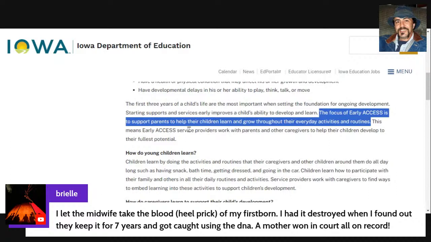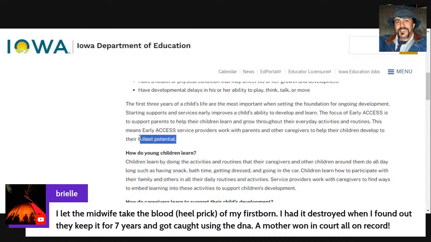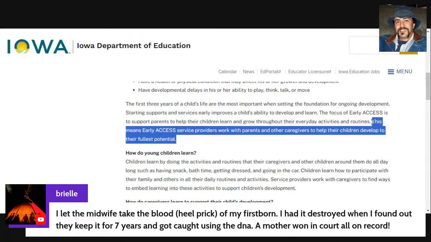This means early access service providers work with parents and other caregivers to help their children develop to their fullest potential. Again, I disagree. I believe by allowing a child to develop his full potential in talents first, the motivation to learn all the rest of the BS will come.